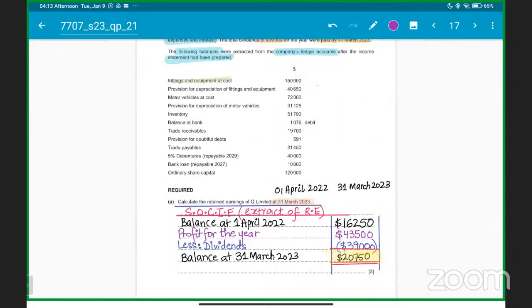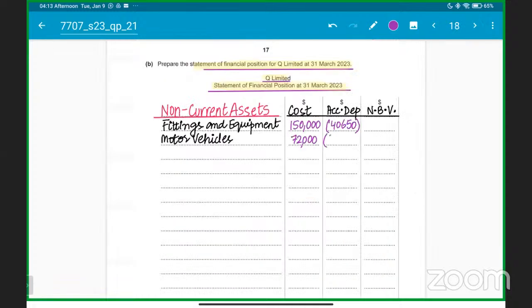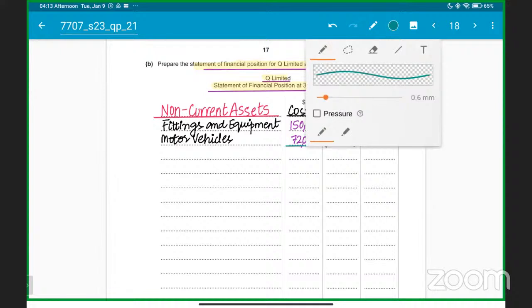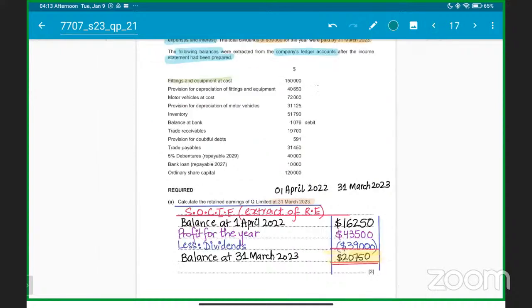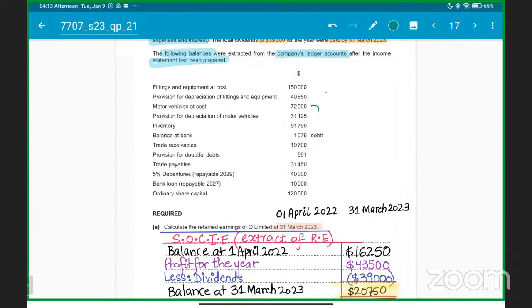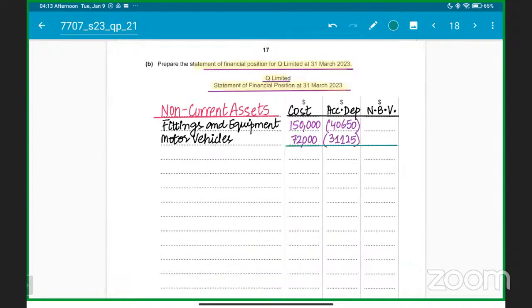And here it will be 31,125 falling. And then you will get the net book value. Okay, everyone got this clear? So it will be: subtract the depreciation, subtract 40,650 from 150,000 to get to the net book value of fittings and equipment, and do the same for motor vehicles as well.